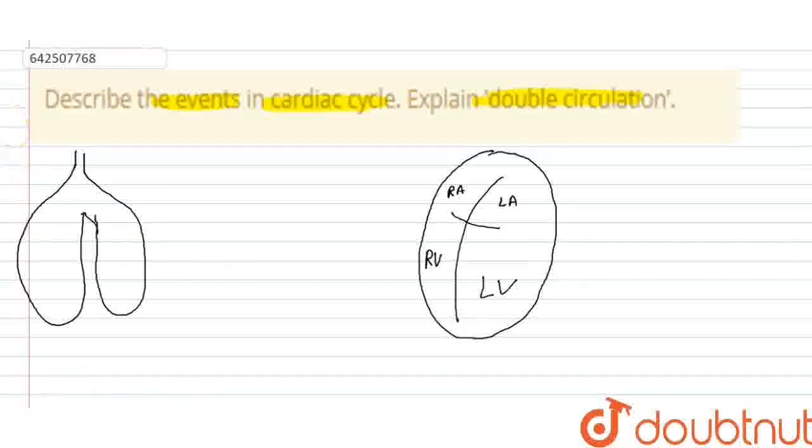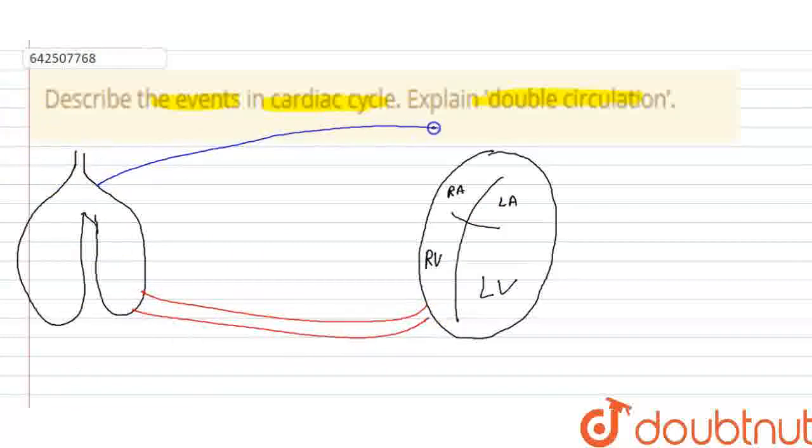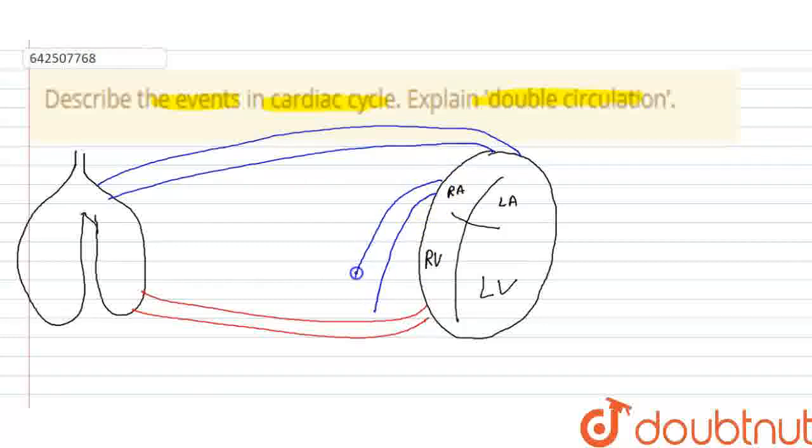And this is the pulmonary artery. Then this is the pulmonary vein. This is the inferior vena cava, and this side will be the superior vena cava. I'm going to mark everything, don't worry. And from here comes the aorta.